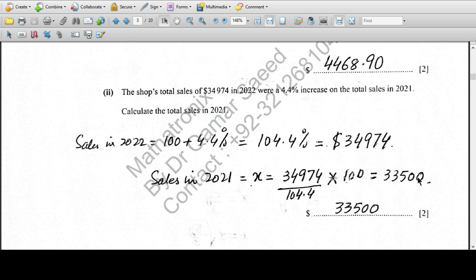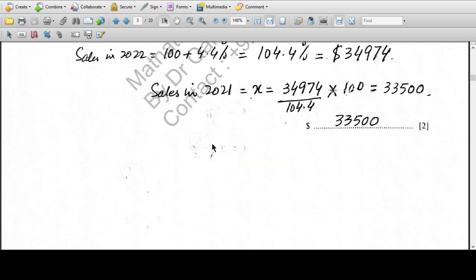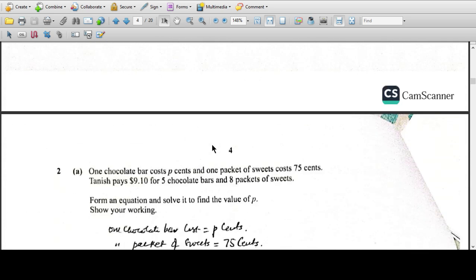So the value of sales in 2021 is obtained as 33,500, and if we multiply this by 1.044, we will get this same value, 34,974. If we multiply this number with 1.044, we will get this number. So this is simple. This is question number 1.